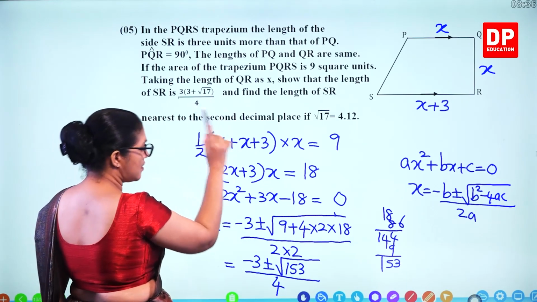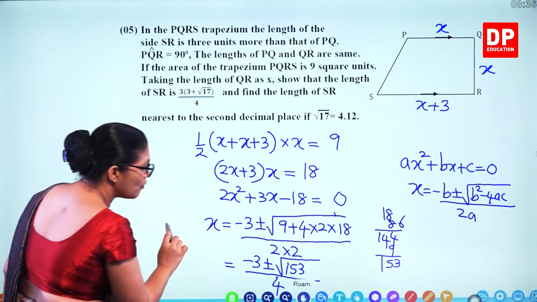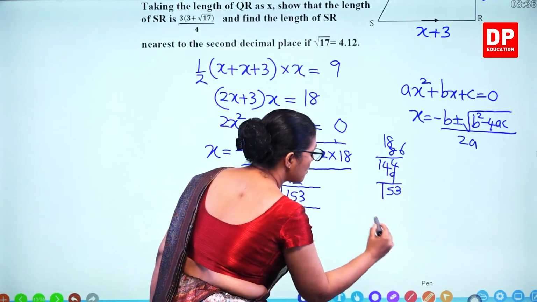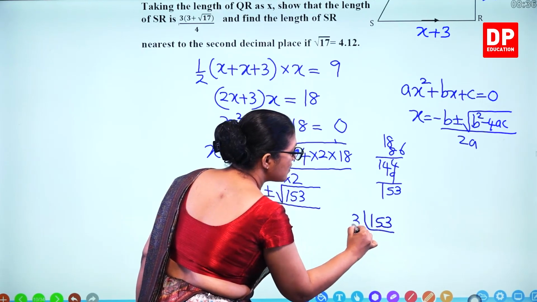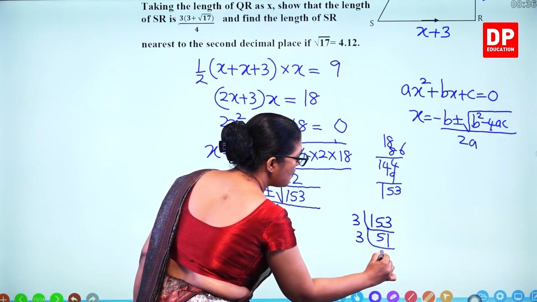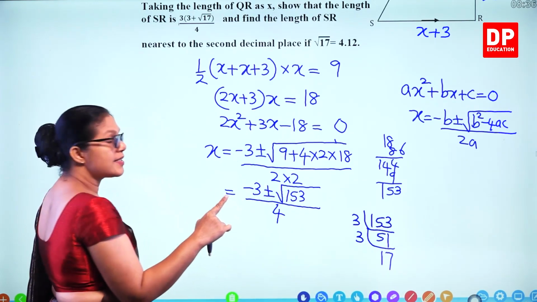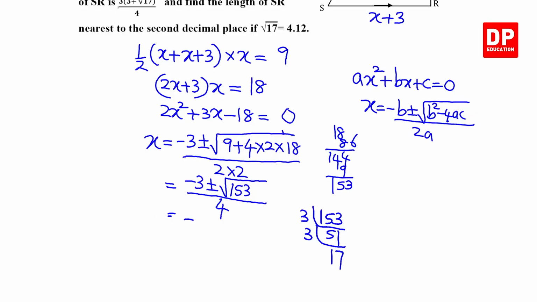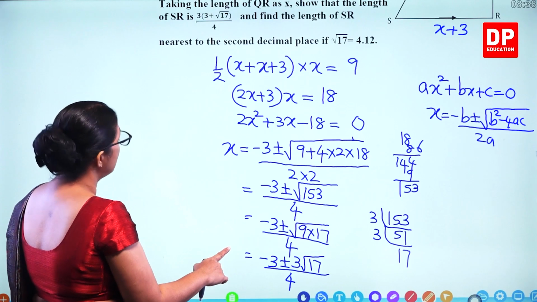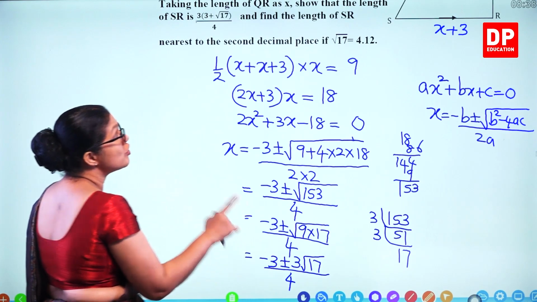So we have to show that it's 3 times root 17. So we'll see the factors of 153. That's 3 times 51, 3 times 17. So 9 times 17. So you can write minus 3 plus or minus the square root of 9 times 17. When you take the square root, the square root of 9 becomes 3. So 3 root 17 over 4. You get this answer for x, but you need SR.